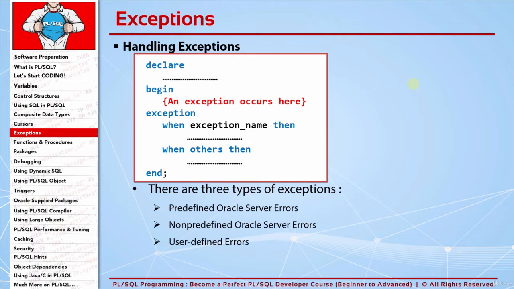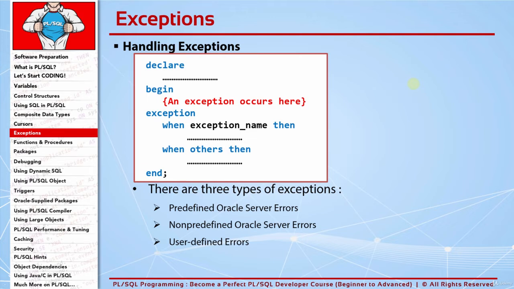On the other hand, there are more than 10,000 error codes for exceptions that are not defined with any names. They don't have any beautiful names like no data found. We can handle these too by declaring these exceptions in the declarative section. We will see how to do that. Actually, we cannot trap the exceptions with their error codes in the exception section. So we need to declare them if they are not one of the predefined exceptions.